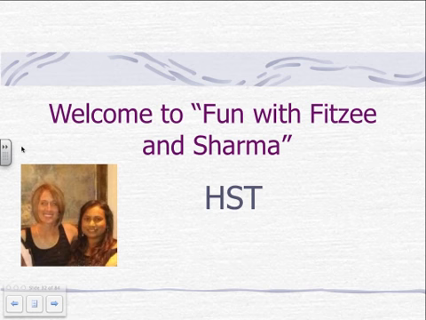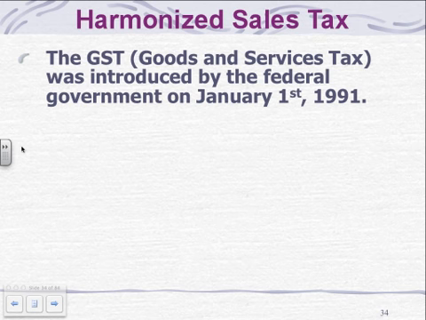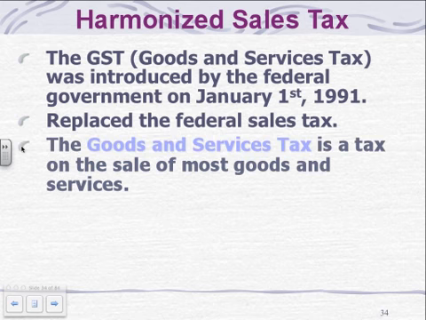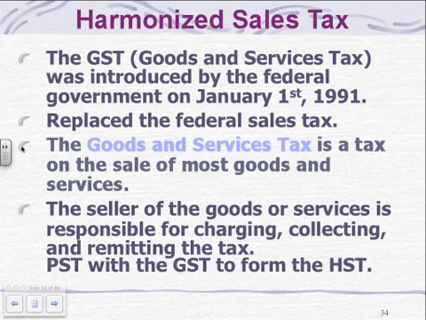Today's video is going to be on HST, otherwise known as Harmonized Sales Tax. The GST, the Goods and Services Tax, was introduced by the federal government on January 1st, 1991, and then it was replaced by the federal sales tax. The Goods and Services Tax was used on the sale of most goods and services, and the seller of the goods or services was responsible for charging the tax, collecting it, and remitting it as well.